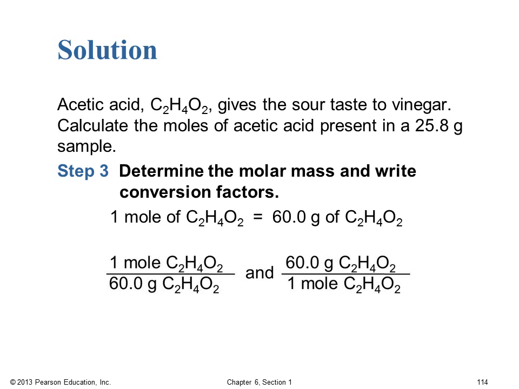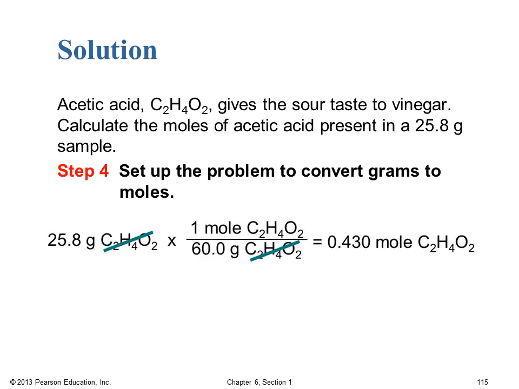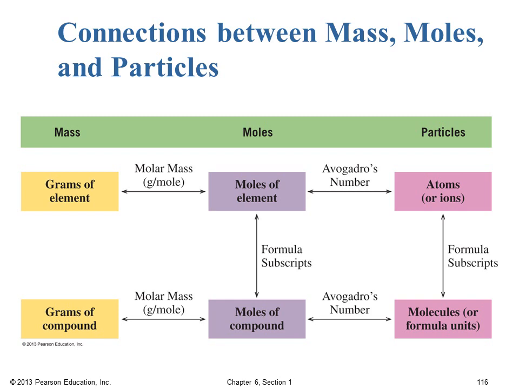So we want our grams to cancel out, so we use 1 mole divided by 60 grams. And so 25.8 grams divided by 60 grams per mole, we're left with 0.43 moles of acetic acid. This is just a little chart that shows how you can go from one given to another, and shows you what you will need to use to get to where you're looking to go.